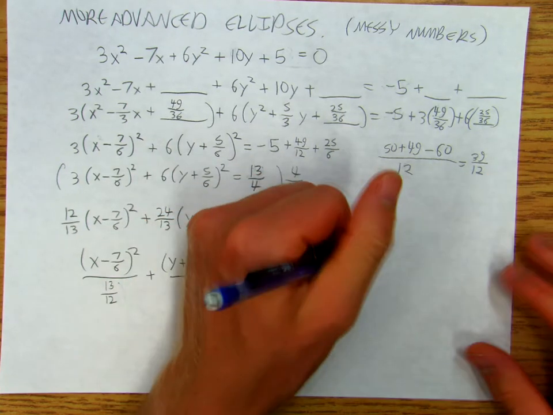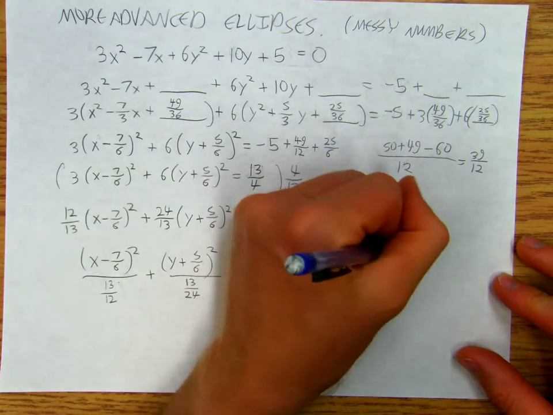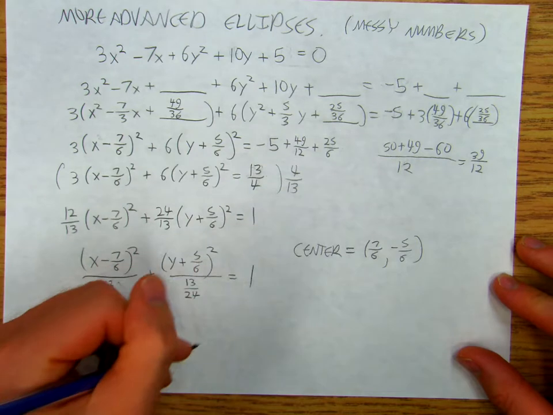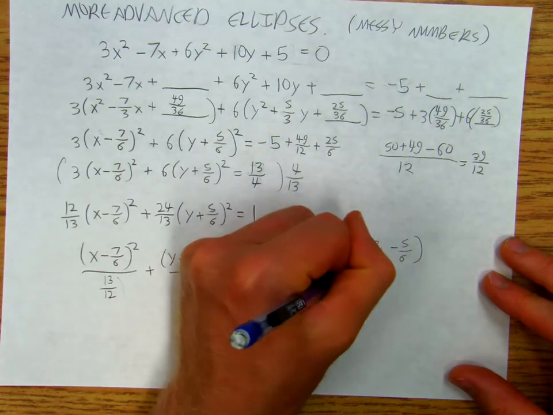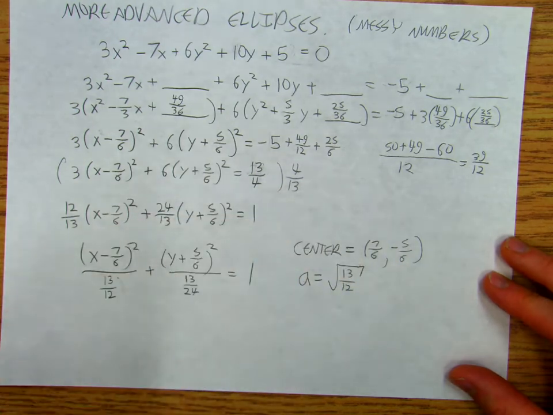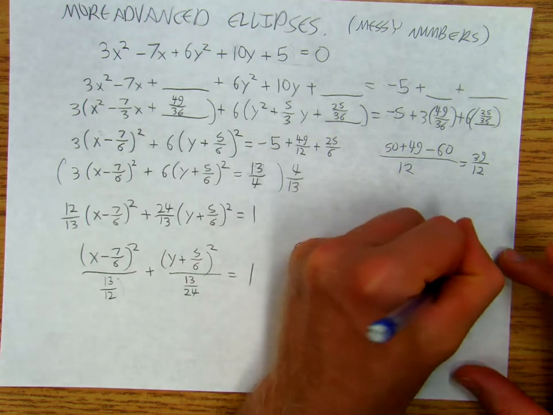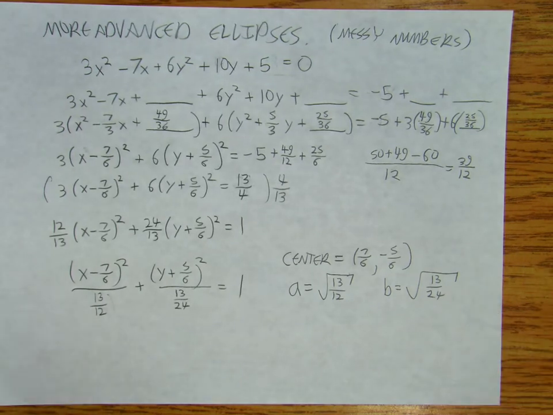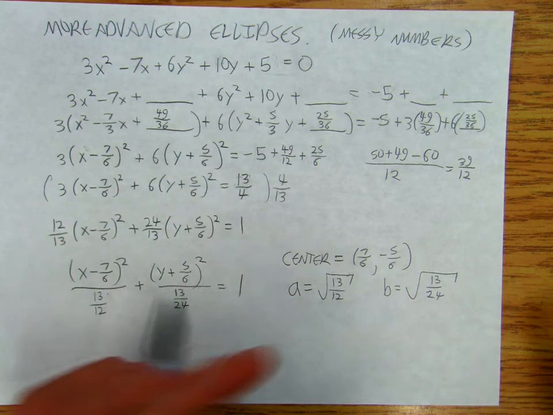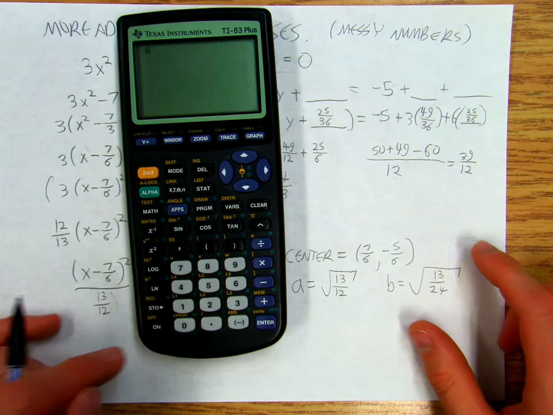And so then my center is going to be 7/6, comma, negative 5/6. And my A is going to be the square root of 13/12. And my B is going to be the square root of 13/24. And I could graph that out, but I choose not to. So you could sort of figure out what that is as a decimal. Well, we might as well just graph it out.